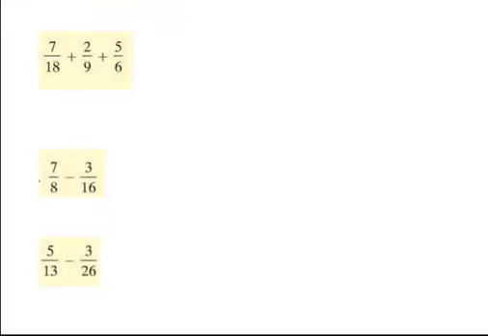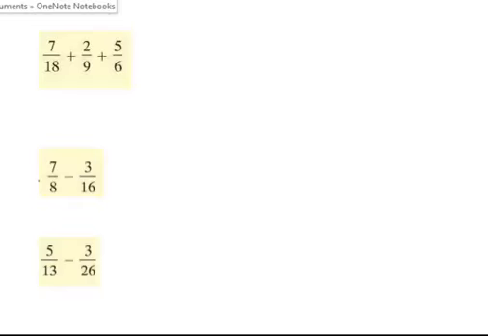All right, and so for the next problem that I have here, 7 over 18 plus 2 over 9 plus 5 over 6. Again, because I'm familiar with my multiplication table, I know that 18 is a multiple of 9, because 9 times 2 is 18, and 18 is also a multiple of 6. So my common denominator here is going to be 18.